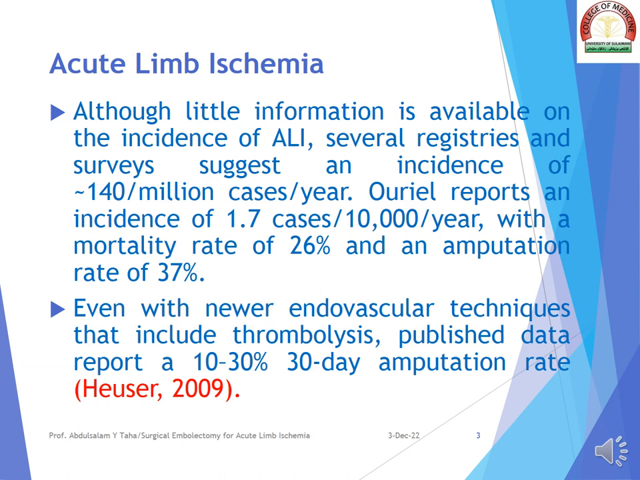Although little information is available on the incidence of acute limb ischemia, several registries and surveys suggest an incidence of about 140 per million cases per year. One report gives an incidence of 1.7 cases per 10,000 per year, with a mortality rate of 26% and an amputation rate of 37%. Even with newer endovascular techniques that include thrombolysis, published data report a 10 to 30% 30-day amputation rate.